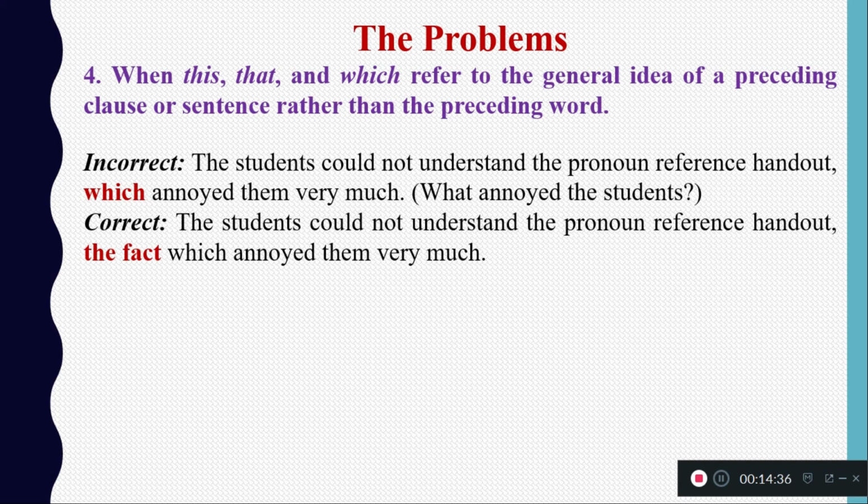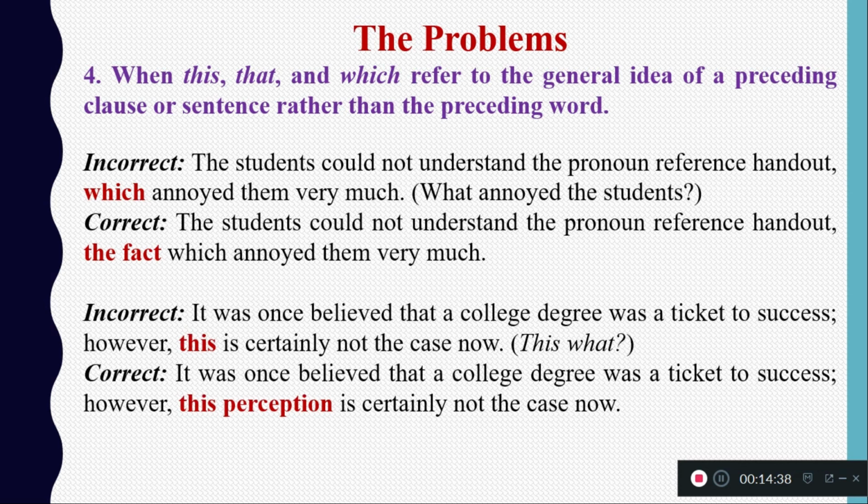Another example: "It was once believed that a college degree was a ticket to success. However, this is certainly not the case now." Like the previous question, here the question arises, what does "this" refer to? So it must be written in this way: "It was once believed that a college degree was a ticket to success. However, this perception is certainly not the case now."